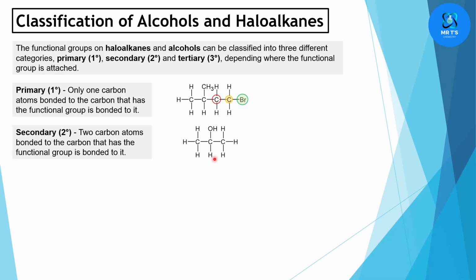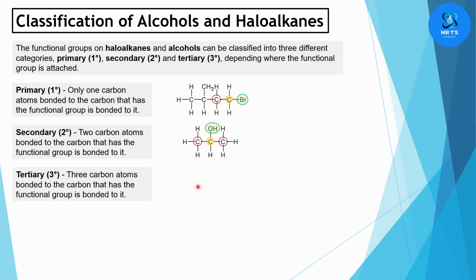Well, in this next example, here is an alcohol. Now you can see that the alcohol functional group is at the top here, and it's bonded to this carbon in the middle. Now that carbon in the middle is itself bonded to two other carbons. Because the carbon that is bonded to the functional group is bonded to two other carbons, it's classified as a secondary alcohol.